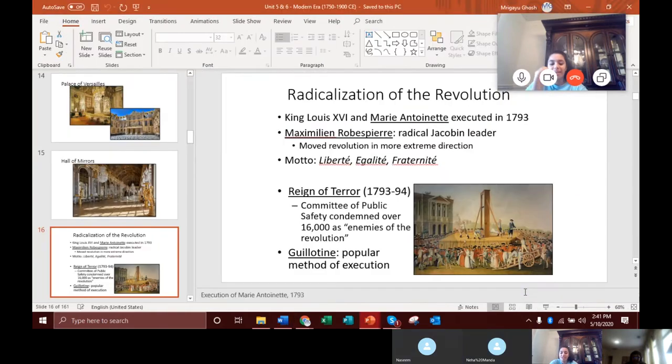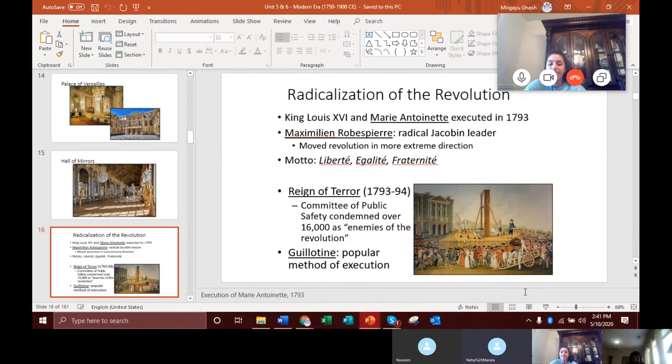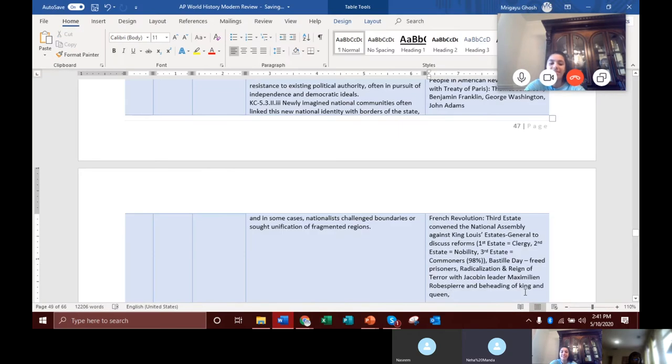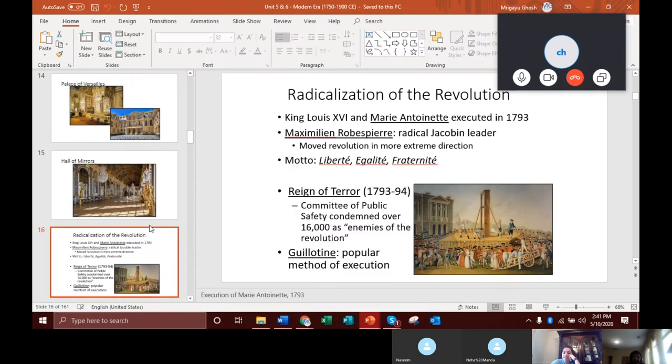MG, you're doing a lot of tab changing. Yes, because I have very bad short term memory. The French went so far. They just did a lot. Beheading of the king and queen. They saw the American Revolution, and then they took it up like 10 notches. Why don't you just split your screen? I could, but then I have to resize, and that's annoying. I'd rather do this.